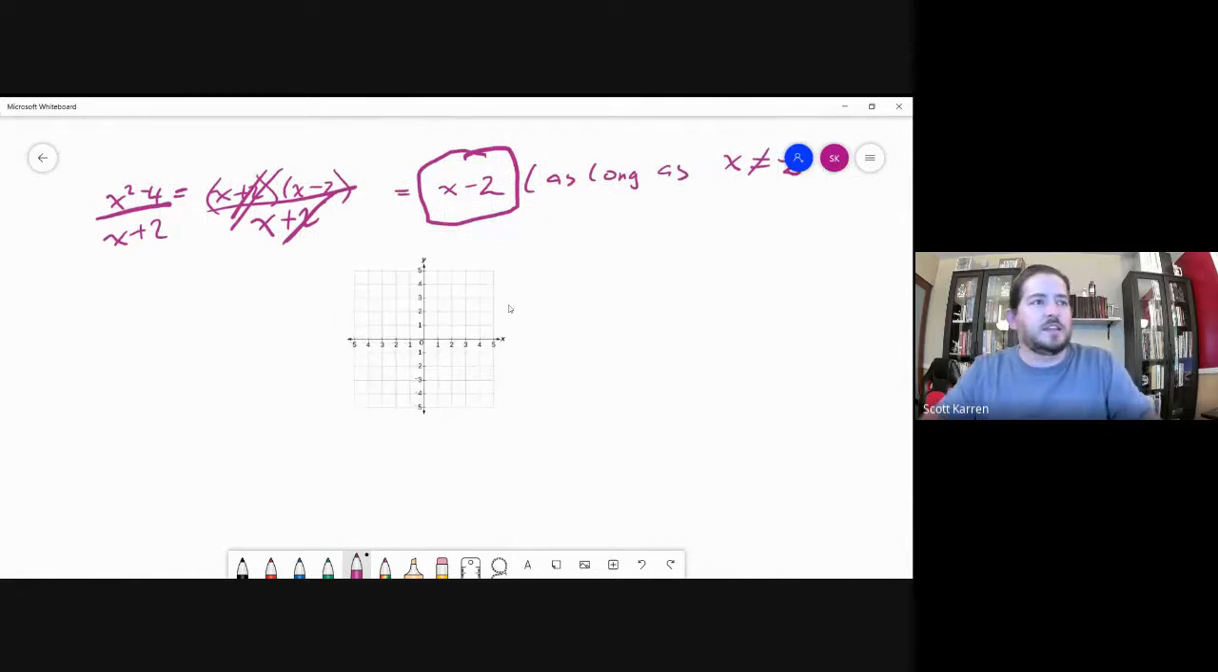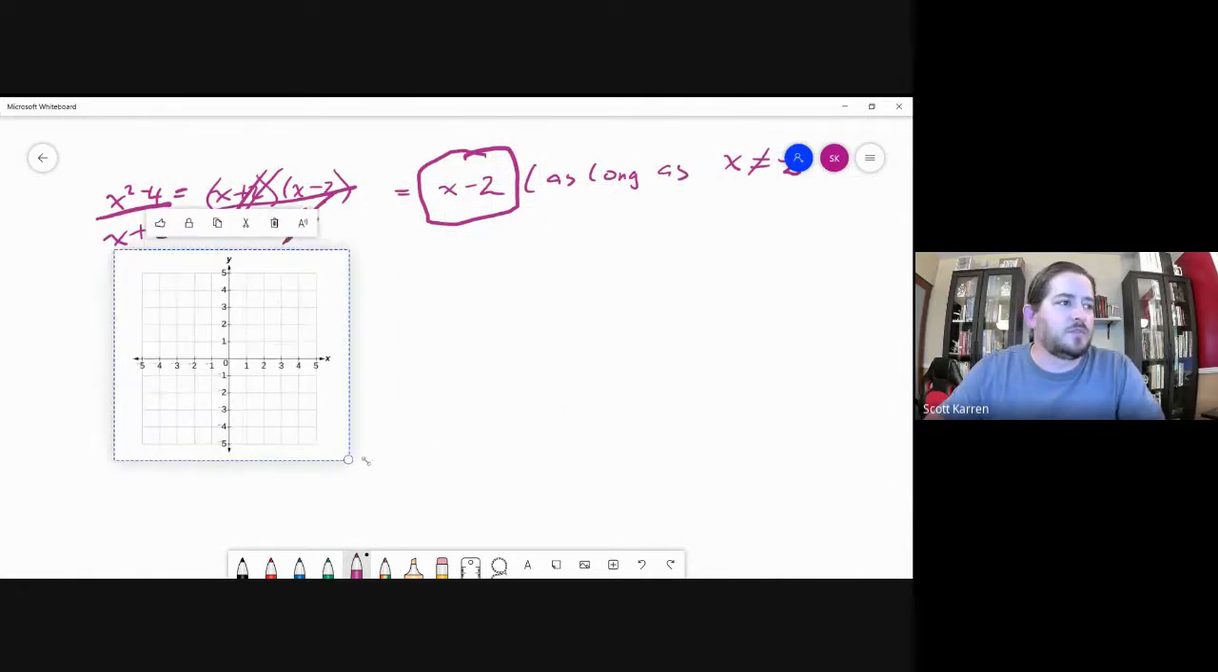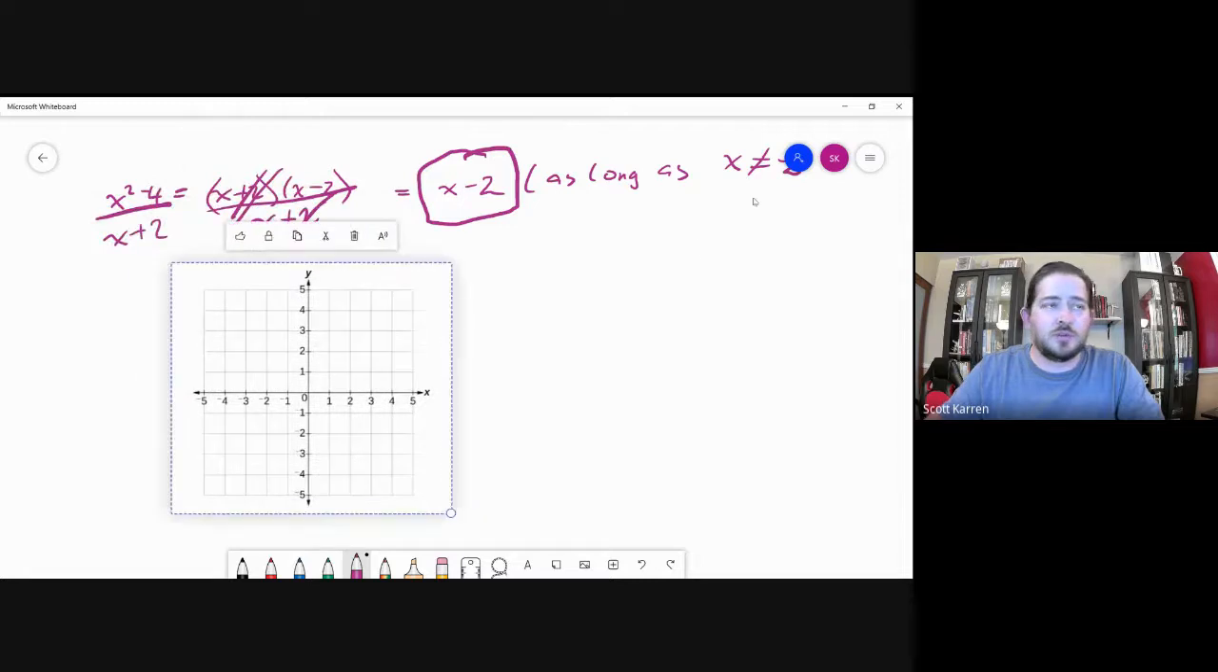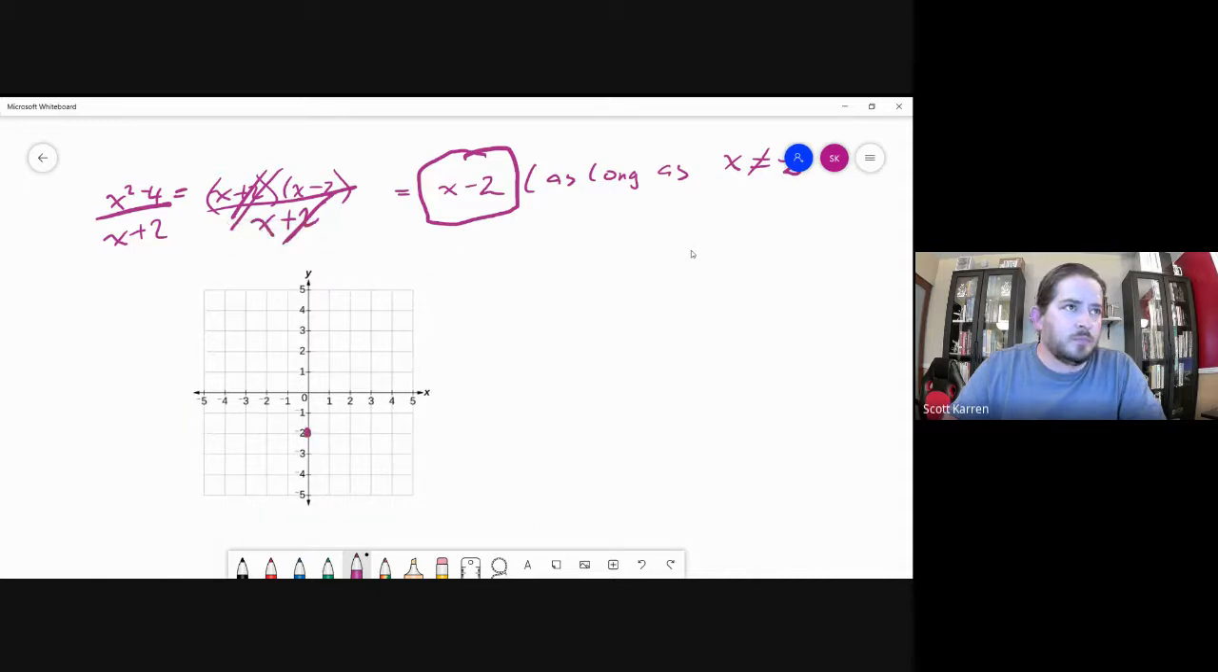But because I've defined it for every value except negative 2, essentially, this is the line that goes through negative 2, because that's my b value. It has a slope of 1, and so it's valid everywhere except at negative 2. Okay? So it's a straight line everywhere except that one spot. I could probably pull the ruler out and make that look straighter, but that doesn't matter.